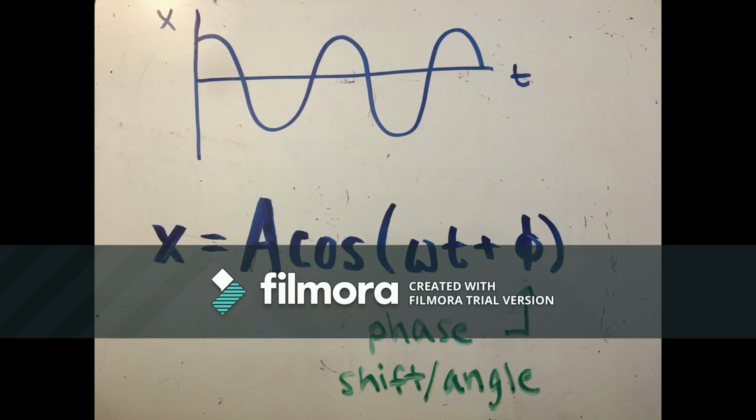Here is what the position versus time graph normally looks like for an ideal spring, as shown previously. And the equation for these graphs is x equals A, which is the amplitude, times cosine of omega, which is the angular frequency, times the time, plus phi, which is the phase shift or angle.